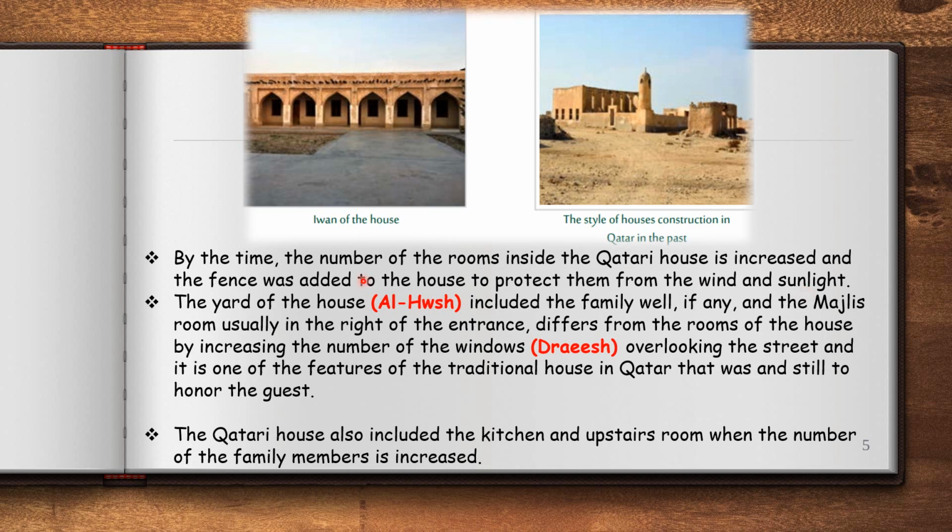And aside from that, they had the yard of the house called Al Hosh, and they had the Majlis. It is a room where the male members of the house entertain their male friends and guests, and it is usually situated to the right of the entrance. They also increased the number of their windows, called Darisha, overlooking the street, and it is one of the features of the traditional house in Qatar that was and still is to honor the guest. All right, so it developed over time and they included a kitchen and another room for the other members of the family.